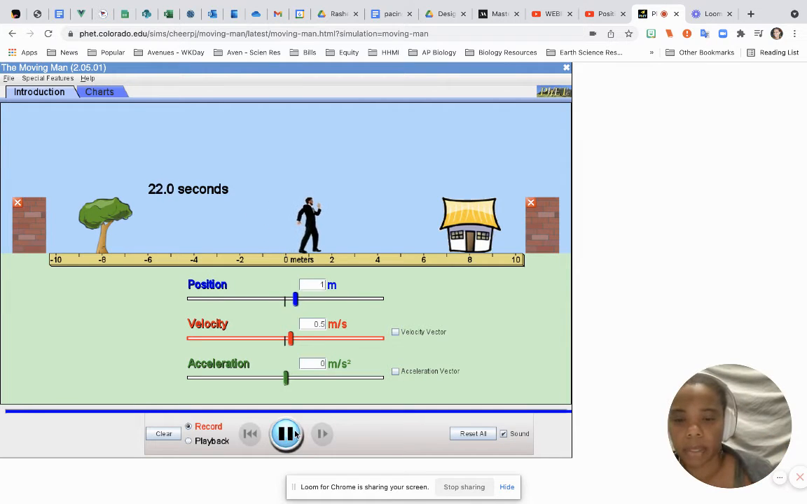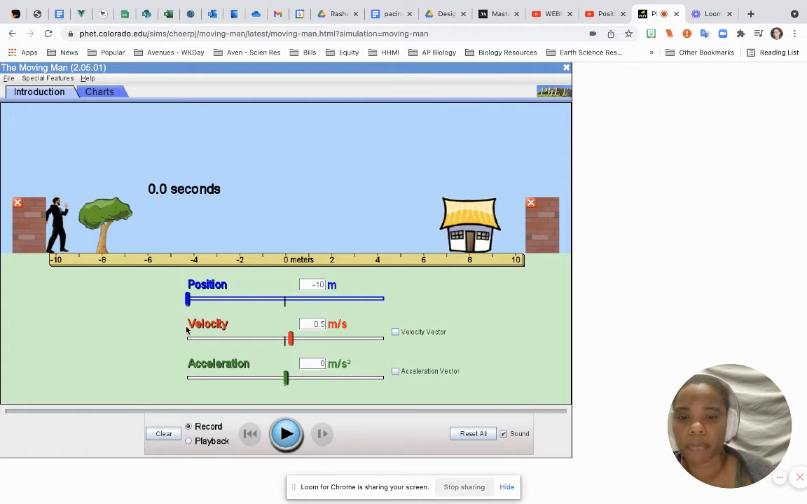Okay, and then I'm going to pause it, and I'm going to clear it, and I'm going to put him back all the way over there. Reset everything. And then let's put him back. And I'm going to try the same thing here, but I'm going to now change this value.